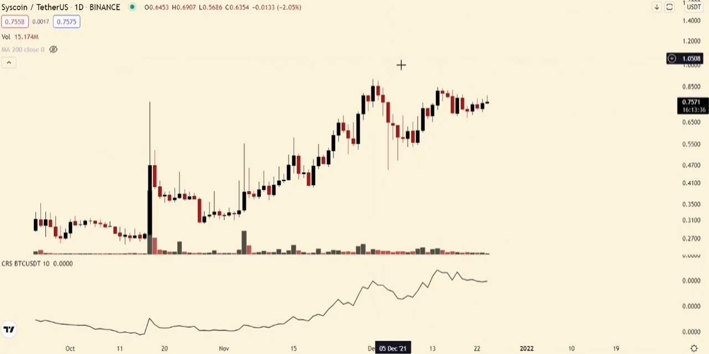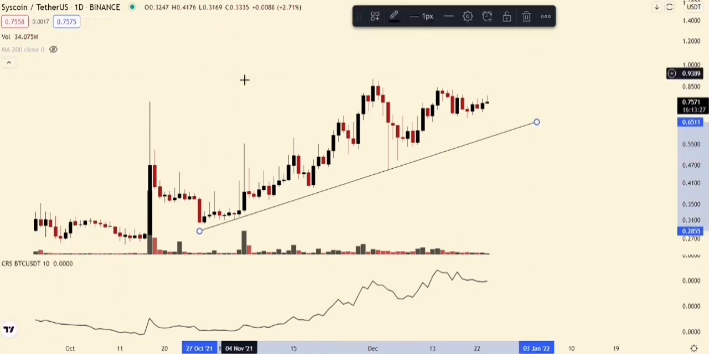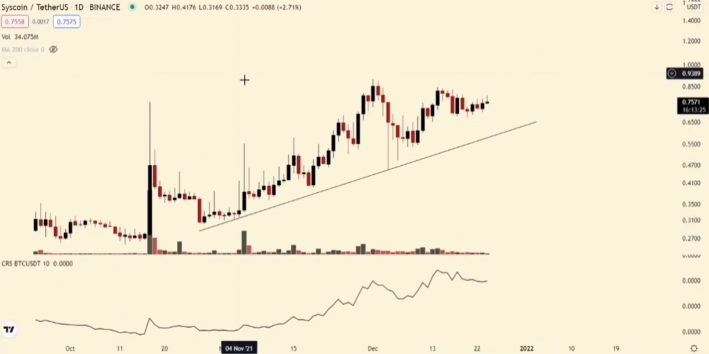So over here we have SYS USDT. Now looking at the overall chart, what you see here is that prices are in a clear uptrend, and that is a good sign because recently we know that the crypto market has been a bit rough in terms of figuring out an overall trend.